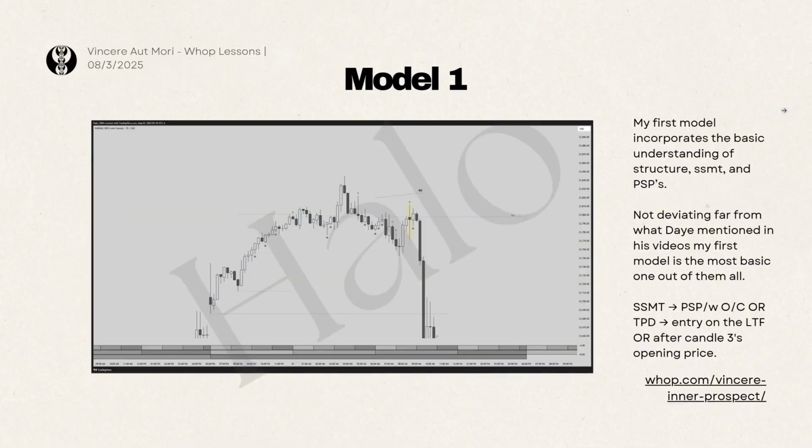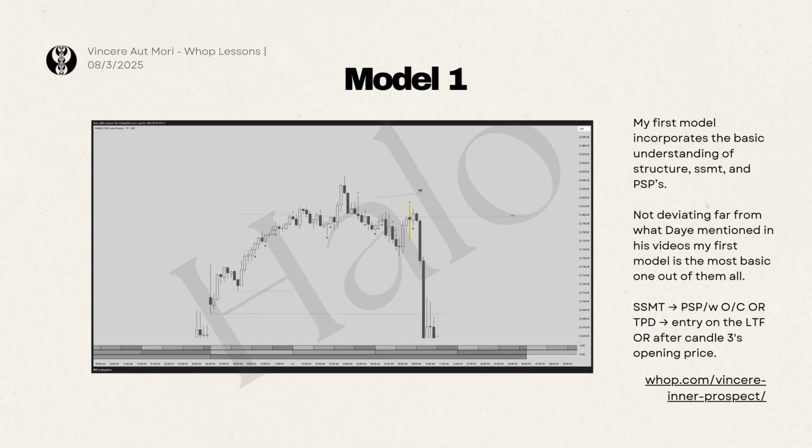So, super anticlimactic. My first model incorporates the basic understanding of structure, sequential SMT, and PSPs. It does not deviate far from what Dave mentions in his videos. My first model is the most basic one out of them all. It is simply using sequential SMT with a PSP that has an open close divergence, or a TPD, and the entry is either in the lower time frame, meaning the 1 minute, or after candle 3's opening price.